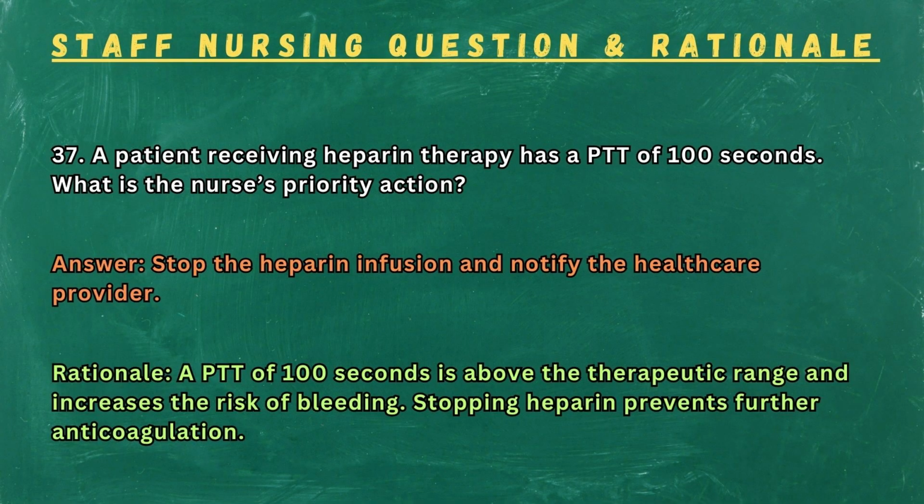37. A patient receiving heparin therapy has a PTT of 100 seconds. What is the nurse's priority action? Answer: stop the heparin infusion and notify the healthcare provider. Rationale: a PTT of 100 seconds is above the therapeutic range and increases the risk of bleeding. Stopping heparin prevents further anticoagulation.